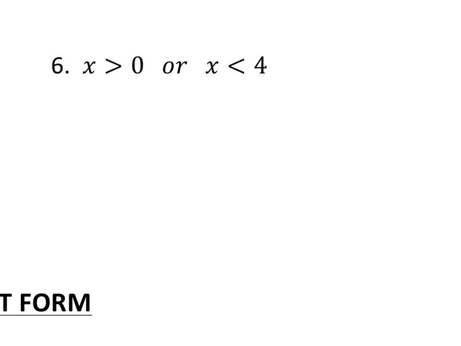Last but not least, x is greater than 0 or x is less than 4. Okay, so let's draw a number line. Let's put our numbers on here. So we have 0. We also have a 4, which would be over here. Now let's graph. X is greater than 0, so greater would be an open circle, and greater than would be this way.